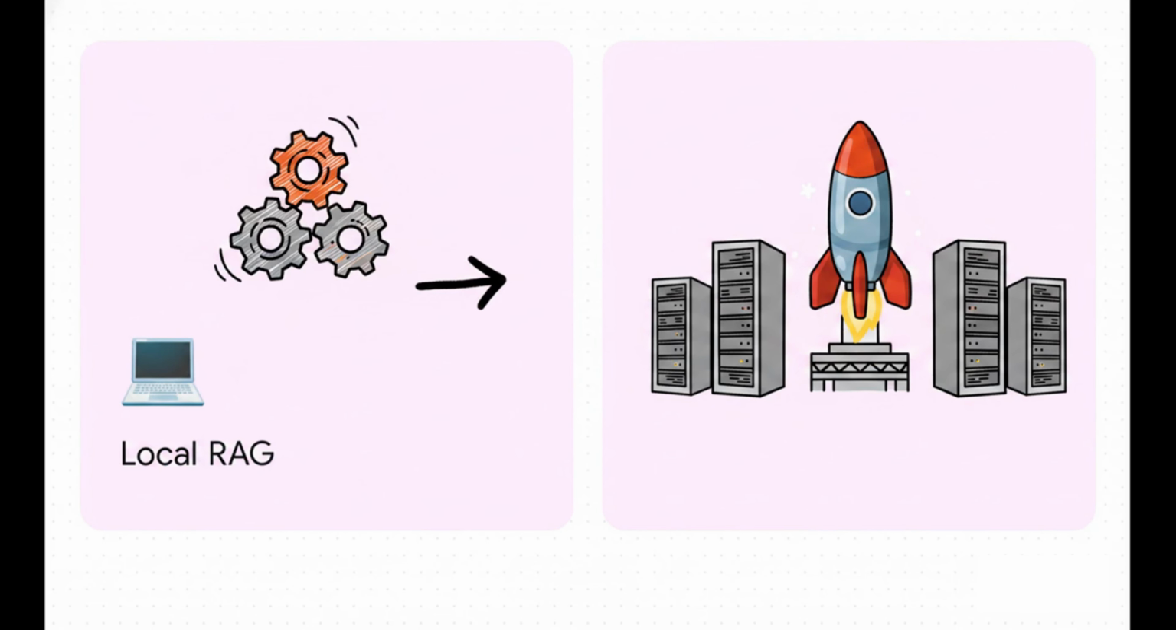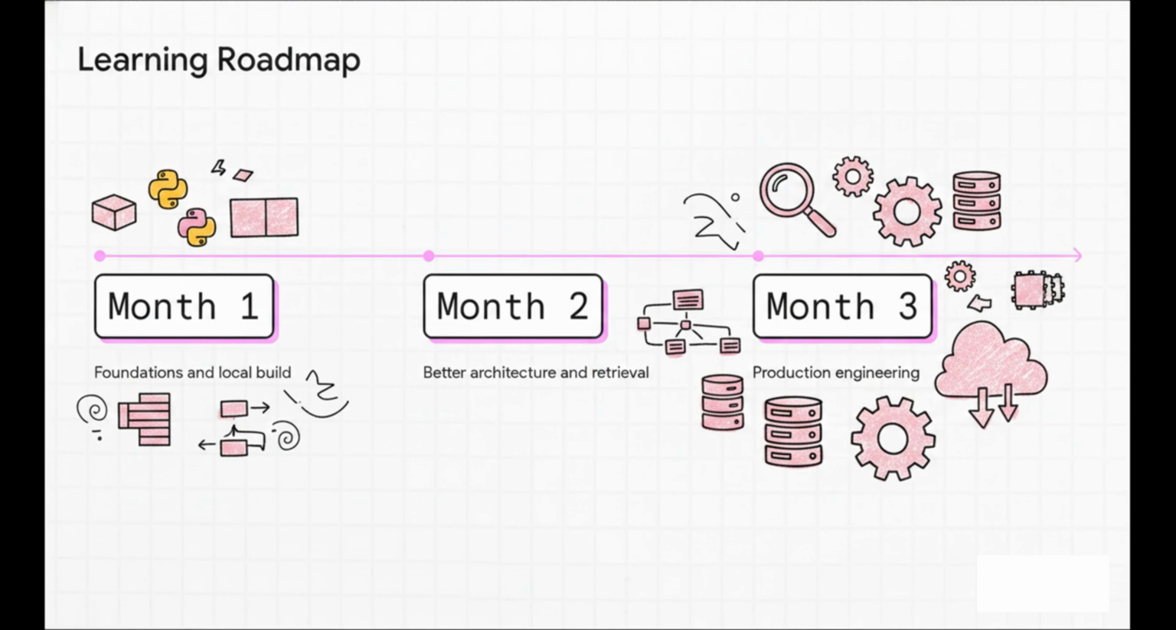Once your local ChromaDB setup is solid, you can start looking at production-ready deployment patterns using tools like Qdrant. So here's your roadmap. Master Python foundations, manually build that search, and then scale into production engineering.